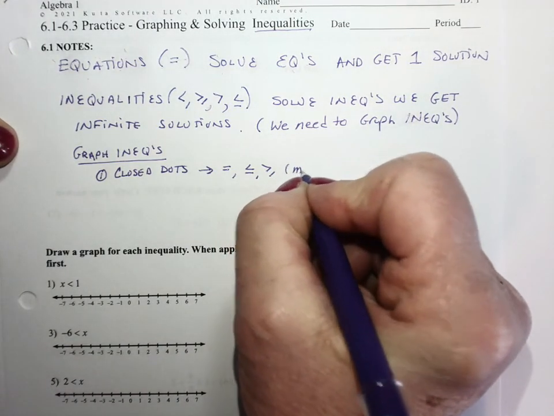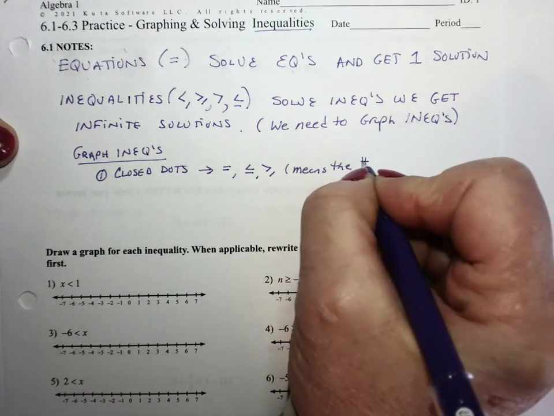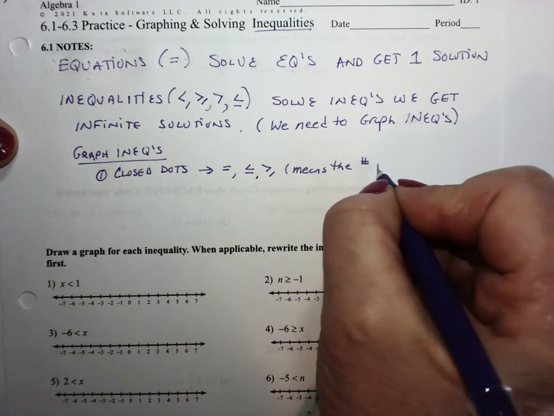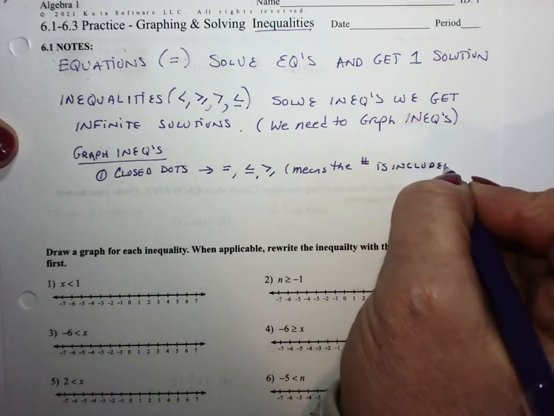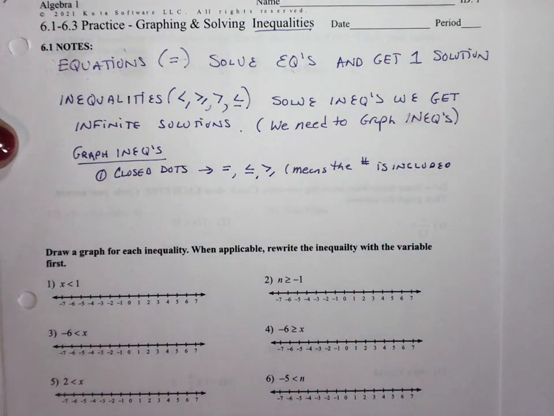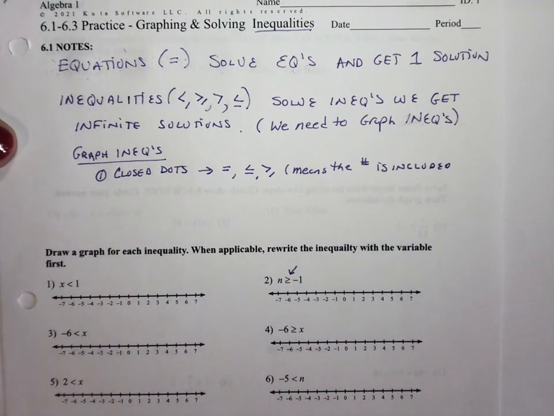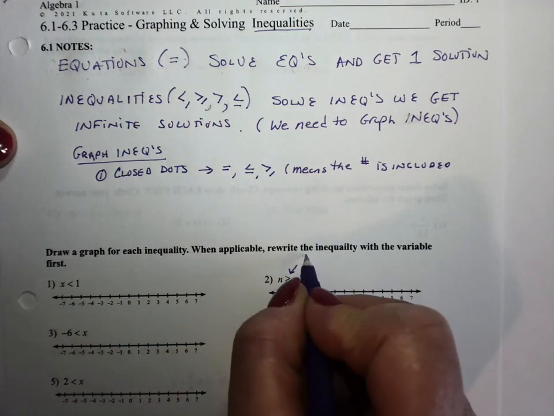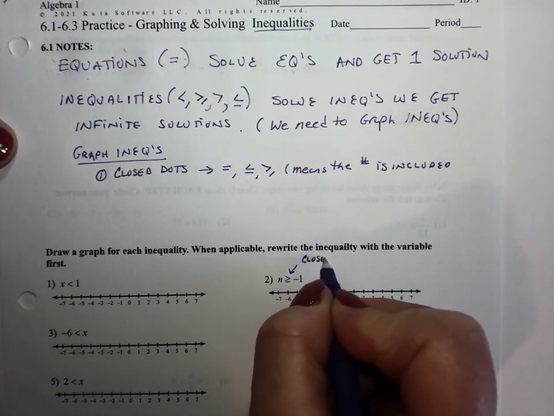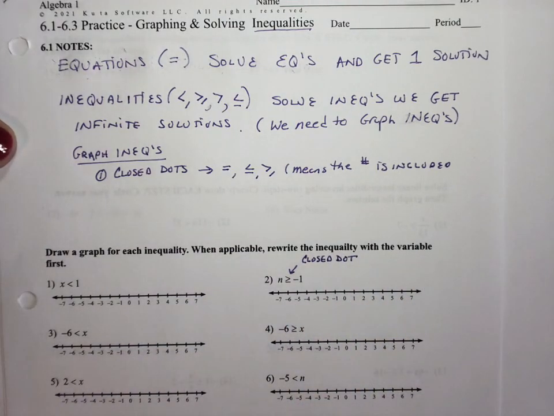So this means the number is included. All right, so notice right here, that is a greater than or equal to. So that would be a closed dot when we go to graph it.